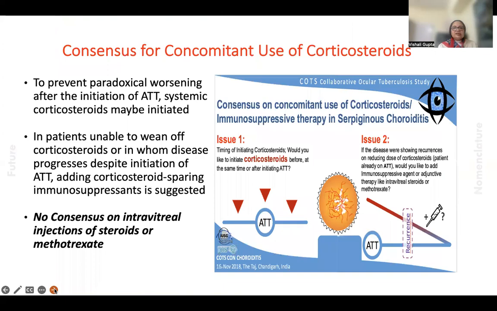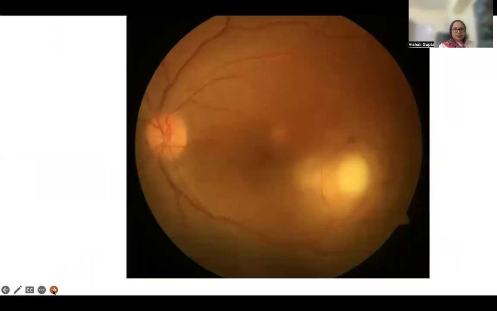So there was a consensus about the concomitant use of corticosteroids to prevent paradoxical worsening after the initiation of ATT. In patients where we are unable to wean off the steroids or in whom the disease progresses despite initiation of ATT, corticosteroid-sparing immunosuppression may be added.